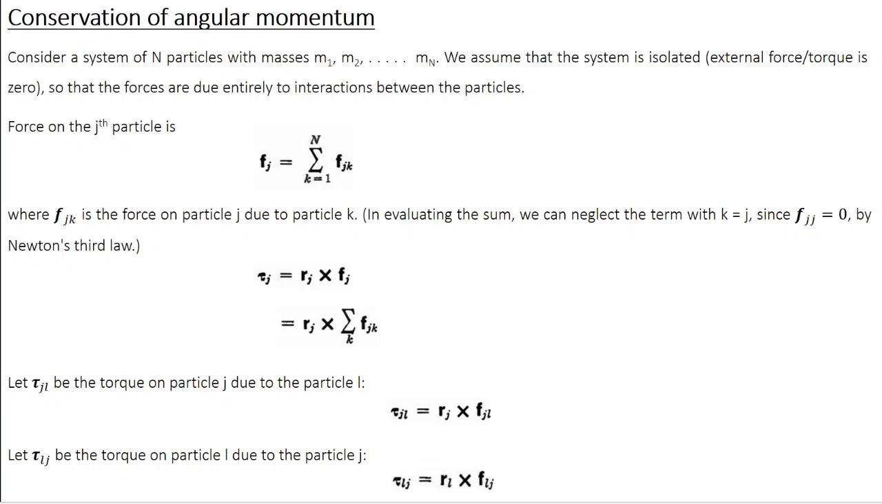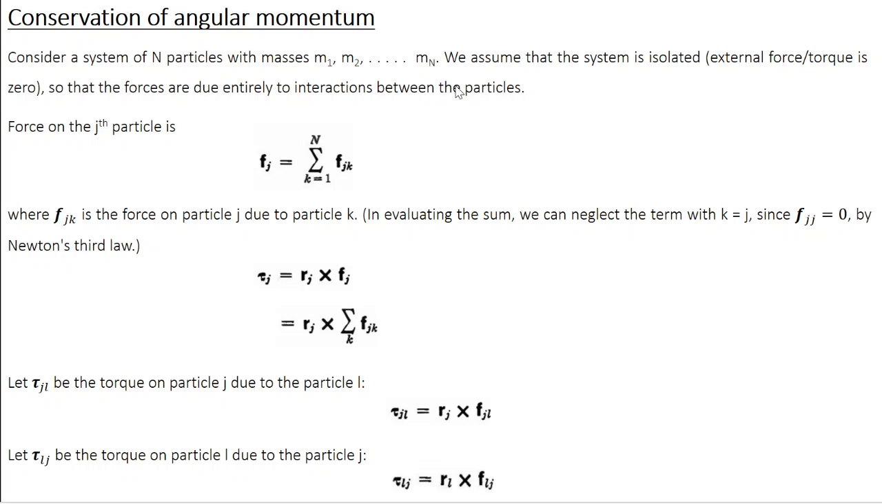So let's consider a system of n particles with masses m1, m2 all the way to mn. Let's assume that the system is isolated, meaning the external force or torque acting on the system is 0. So we are going to talk about only the internal forces, or forces arising entirely due to the interaction between the particles.